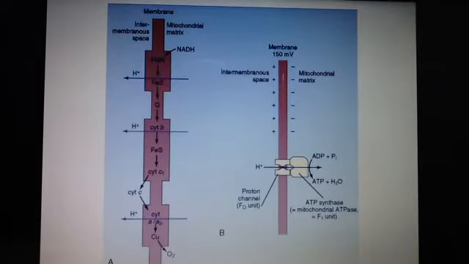Alright, a little bit more detail here. So we're looking at the respiratory chain and how it creates a proton gradient. And this is very important. We're talking about the proton gradient here. And we should know that there are two steps in oxidative phosphorylation.